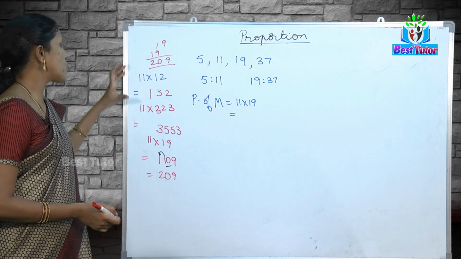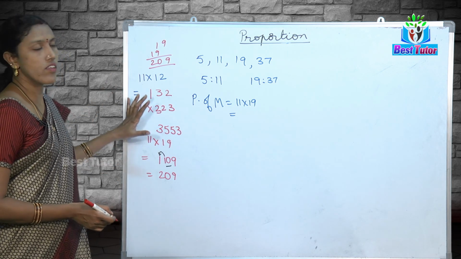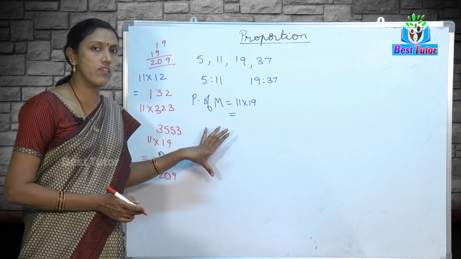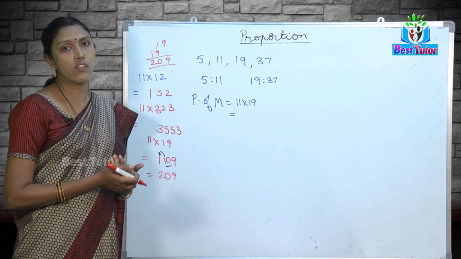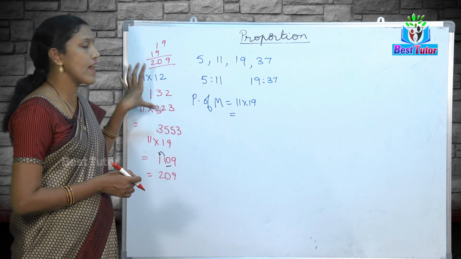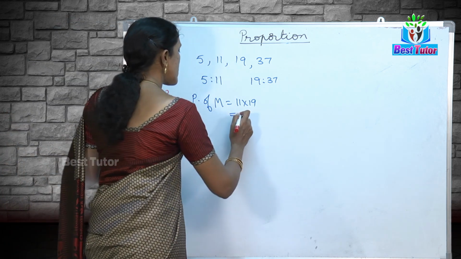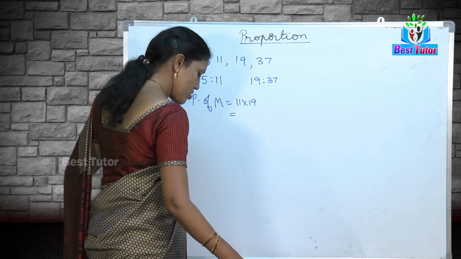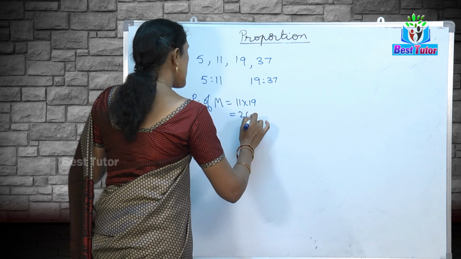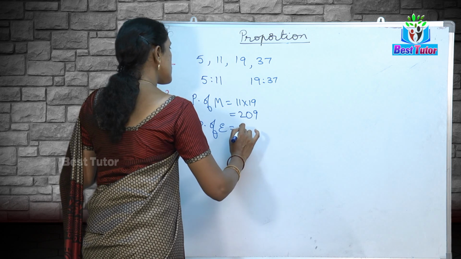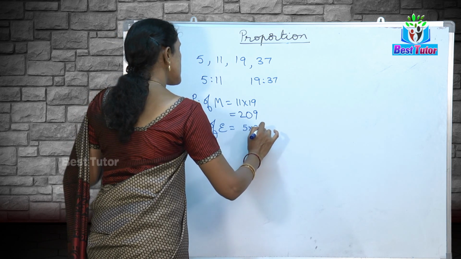If we are going to be using such simple methods, we are going to save a lot of time and calculations become very easy. Most of the students complain that calculations have become very tough. If you are going to adapt such simple procedures, your calculations are going to be very simple. So here it's going to be 11 into 19, which is going to be 209. Now product of extremes is equal to 5 into 37.